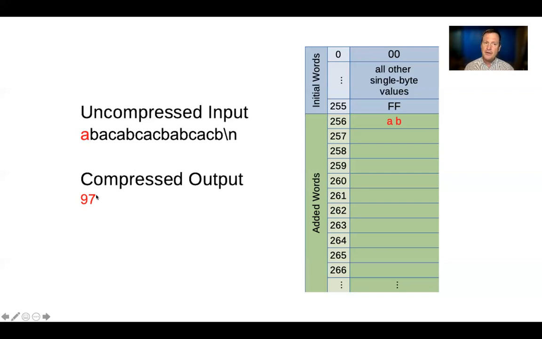So we'll write out the code for A. A is on line 97 of the dictionary, so we write out 97 to the compressed output. We write out the code for that as a 10-bit code. Here I'm showing it in decimal, but when you write it out, you're really going to be writing it out as a sequence of bits.